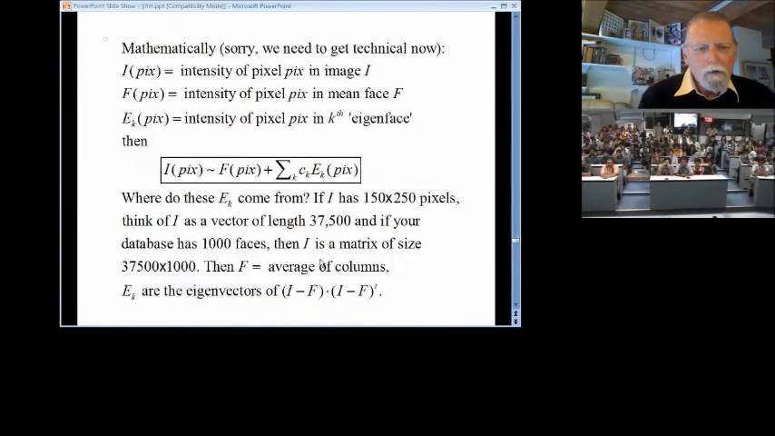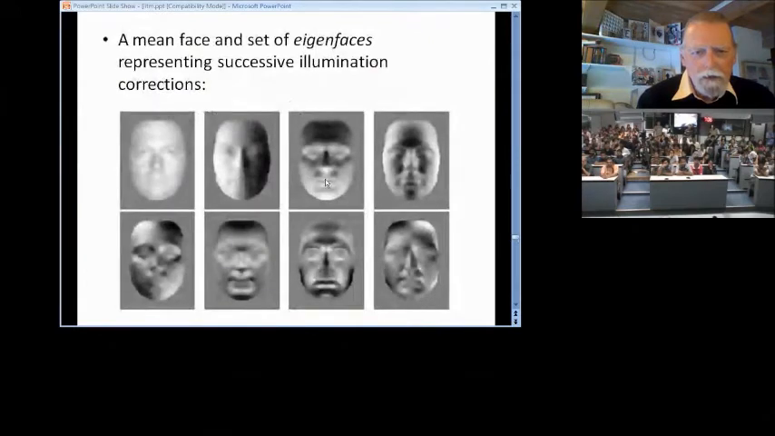Okay, so what we're doing here is modeling. So I is the image. This is the intensity of a particular pixel in the image, I of pix. And you're modeling this as being approximately the intensity in the mean face plus a sum of lighting corrections with different coefficients. And these E_k are the eigenfaces, the principal components. So these are the E_k here for this particular database.